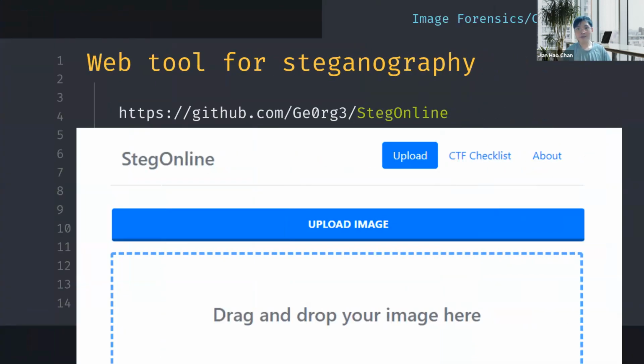And the last tool that I want to share today is another alternative website called Stegonline. This tool is open source and available on GitHub for those who are interested in exploring the source code. I think what is cool about these recent years is that we are having more and more tools for steganography, and they tend to be more user-friendly as compared to the past. And for this tool, we just have to follow through the graphical user interface and upload the file we want to analyze.